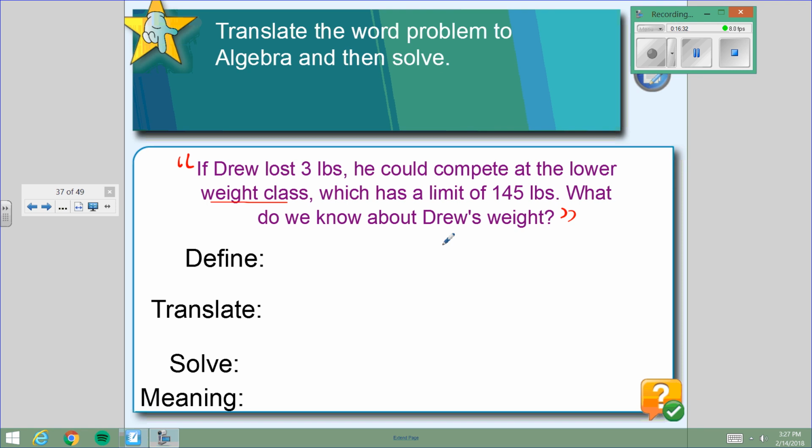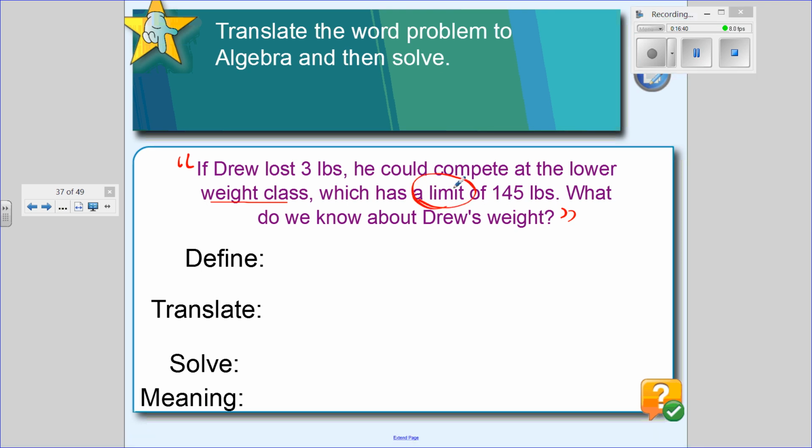Slight interruption there. If Drew lost 3 pounds, he could compete at the lower weight class, which has a limit of 145 pounds. So go back. What is a limit? A limit means that you must be less than or equal to whatever that value is. Okay, so define D is equal to Drew's weight. Okay, and let's translate. If Drew lost 3 pounds, Drew's weight is D. If he subtracts 3 pounds from that, he could compete at the lower weight class, which has a limit less than or equal to 145 pounds.